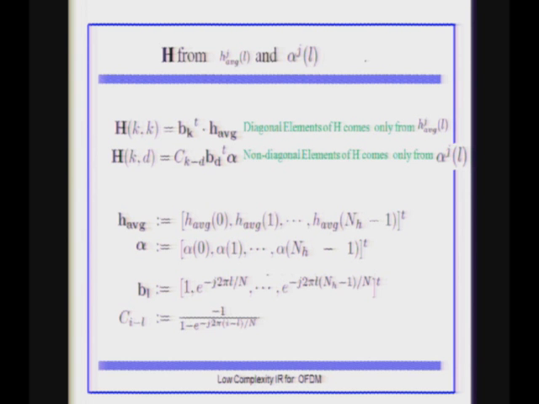Yeah. So you have the diagonal elements. The catch here is that the diagonal elements are a function of only the H average, and the off-diagonal elements are a function of the slope.